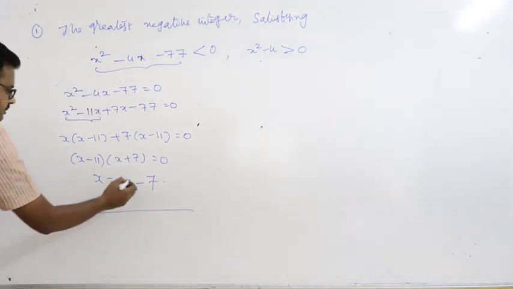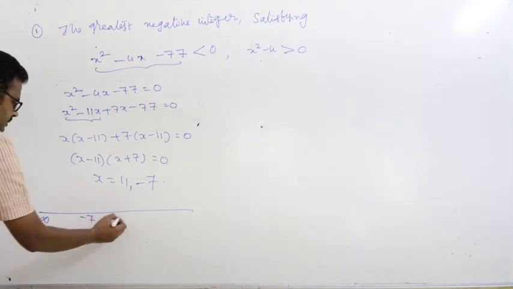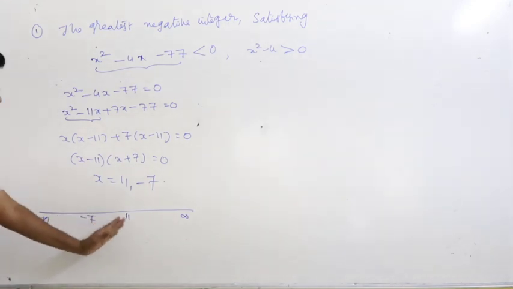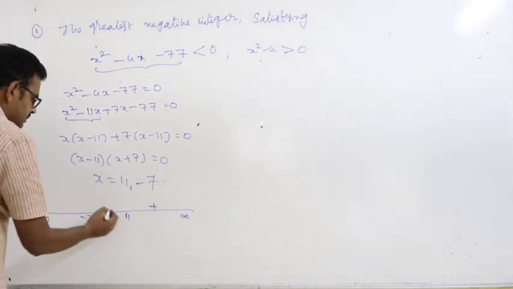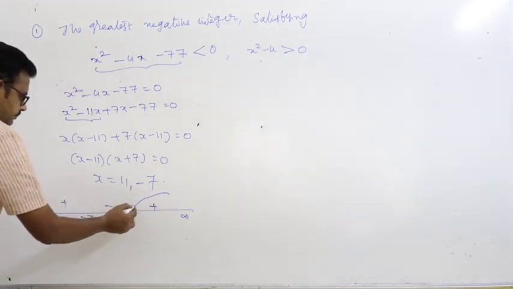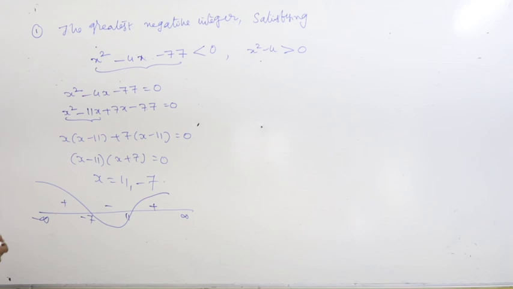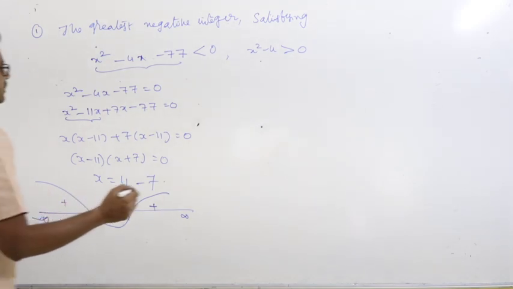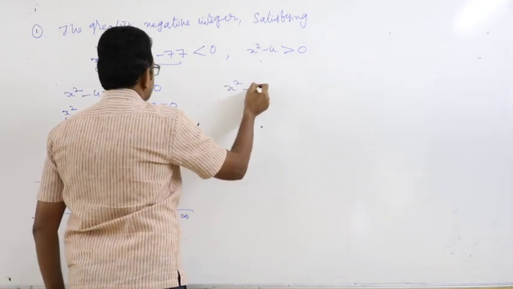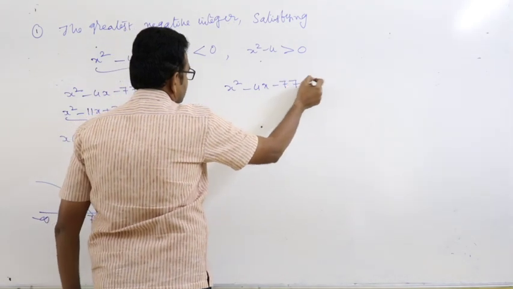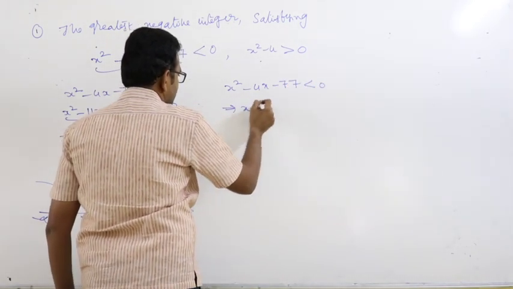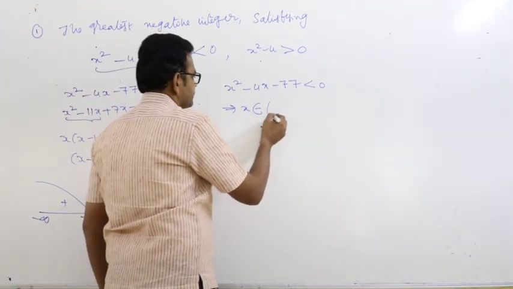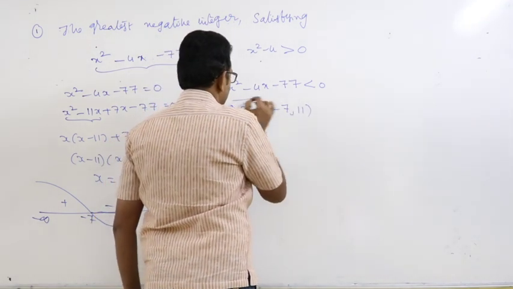Minus infinity, and this is what? First one is minus 7. Next 11 and then infinity. Put always the increasing order. Minus 7, 11, infinity. To the right of 11, put plus, minus, plus. So, x belongs to what? The question is less than 0. So, x square minus 4x minus 77 less than 0 implies x belongs to, in this interval it is negative, minus 7 comma 11. So, this is the first part.